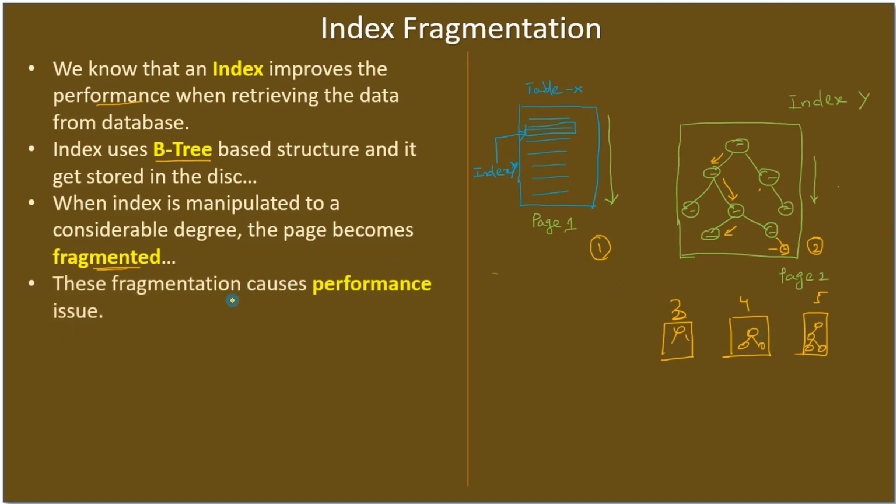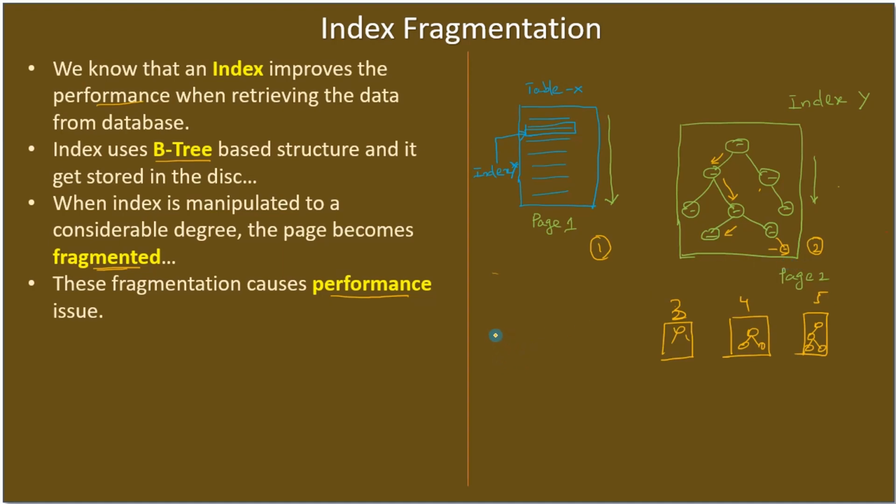This fragmentation causes performance issues, because the data is not in a single page or not in a continuous page, it will be scattered among the disk at a different location. So we call that index fragmentation.